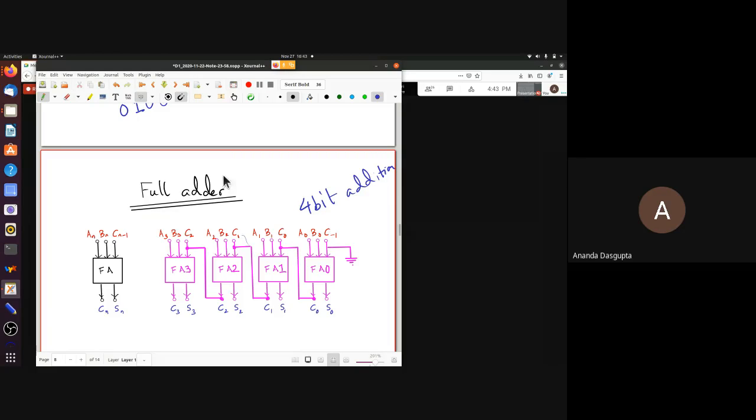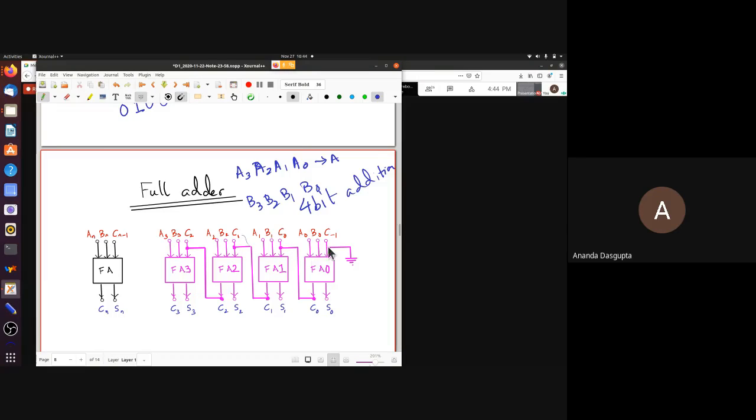So you have two numbers, written A3, A2, A1, A0. Those are the 4 bits making up the number A. And the number B has 4 bits, B3, B2, B1, B0. You want to add them together. So what we have done is we have fed A3, B3, A2, B2, A1, B1, and A0, B0 to full adders. 4 full adders.